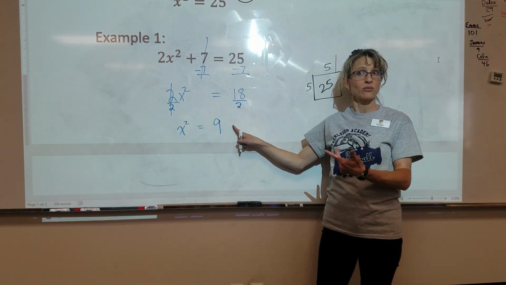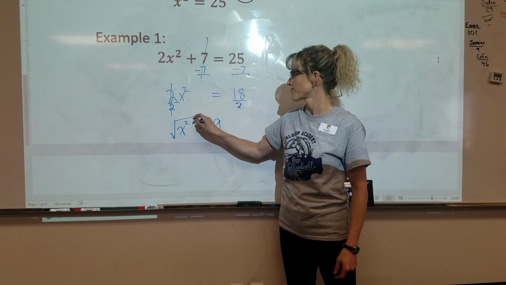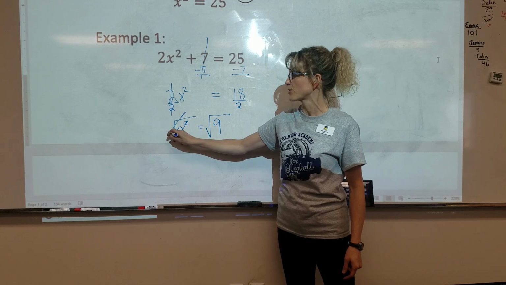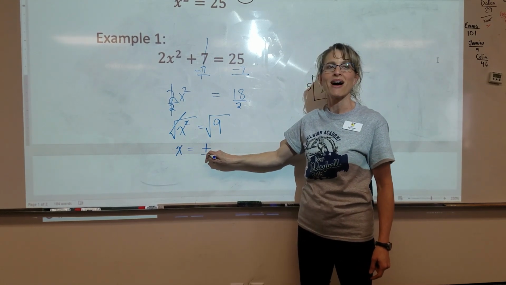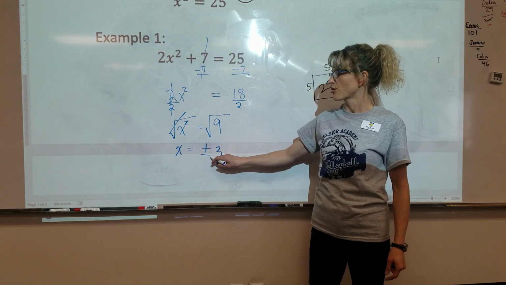And thank goodness we can finish it here. The square root of 9 is 3, so x is 3. That's one of the answers. So again, we're taking the square root. The squared cancels with the square root. We're left with x equals plus or minus 3. The square root of 9 is plus or minus 3.